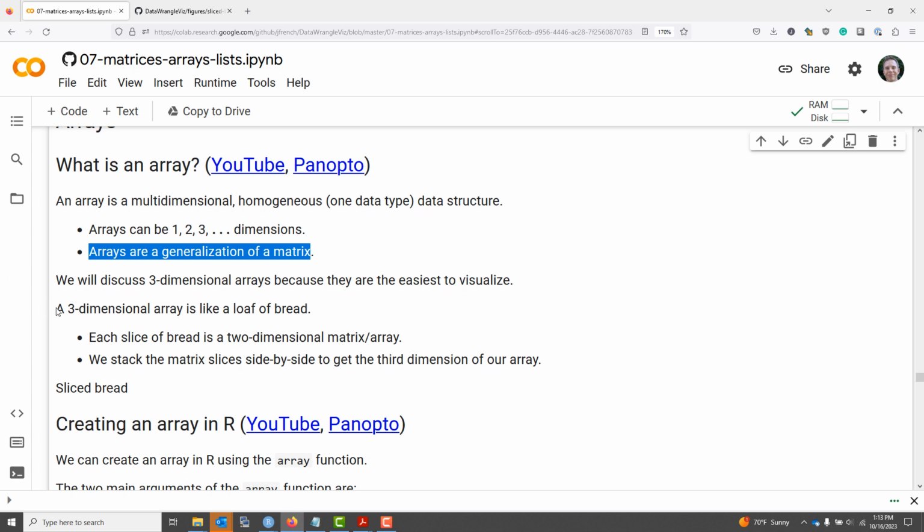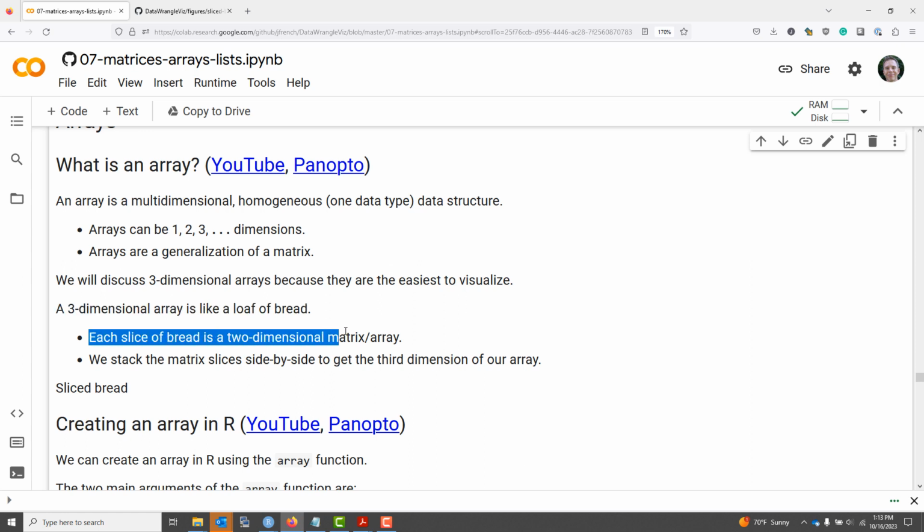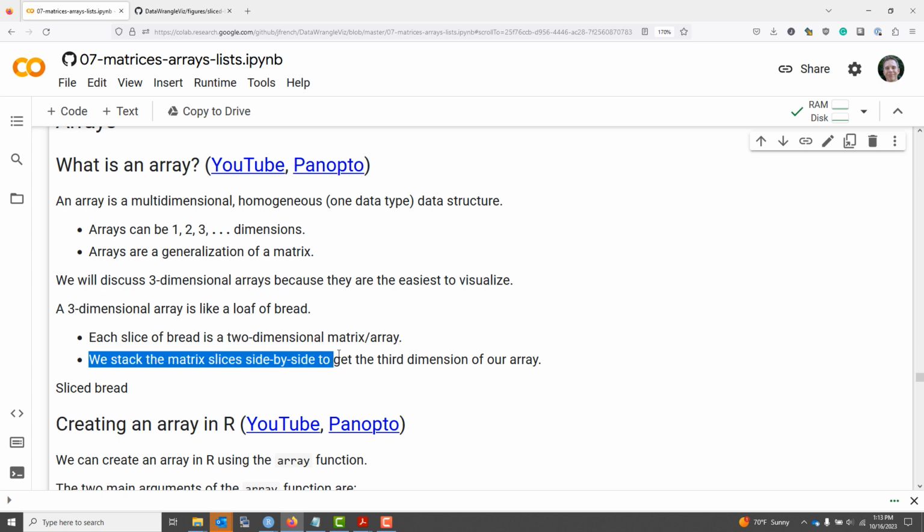So I like to think of a 3-dimensional array sort of like a loaf of bread. In this loaf of bread, each slice of bread is a 2-dimensional matrix or array. And then in order to get our third dimension, we stack the matrix slices side by side.